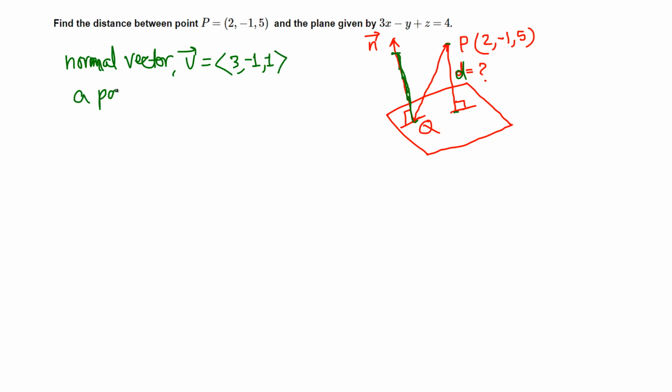Now a point, let's say q. Now we need to find x, y, z so that their linear combination is 4. So we can choose anything. We can take x 0, y 0, that gives z equals 4. So 0, 0, 4. So this is one of infinitely many points.